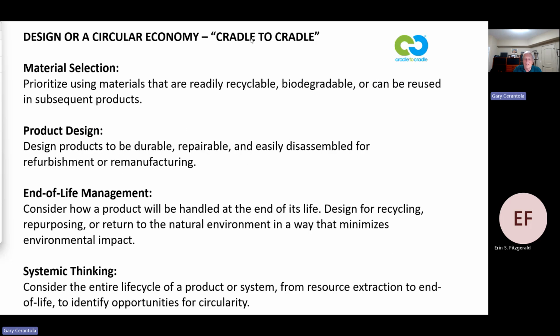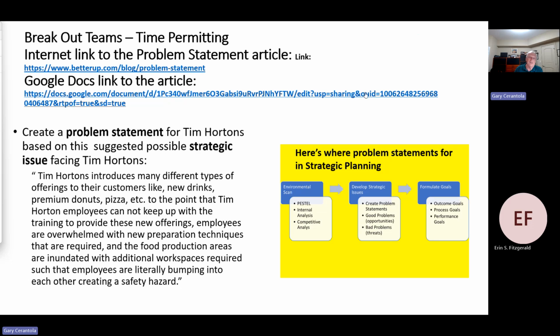So on that cradle to cradle, material selection comes in. Is it biodegradable or is it recyclable? Product design, is it repairable or easily disassembled for refurbishment or remanufacturing? How can you extend that life, or consider how our product is handled at its end of life, designed for recycling? And then systemic thinking, consider the entire life cycle of the product. And that's where you get all players involved in the design, right from the people who produce and supply the raw materials to parts, to the users, to the end of life or the repairers, and all those things come in as how do you build a better mousetrap, for being good ancestors.